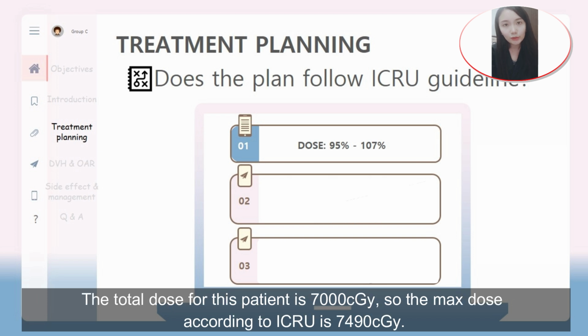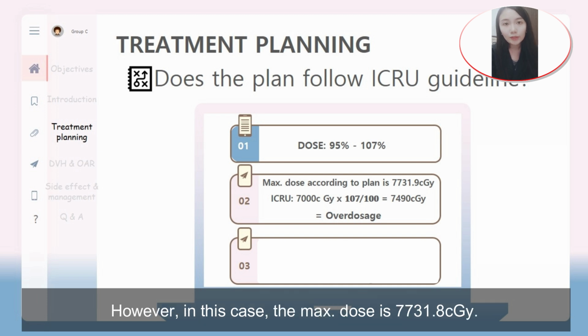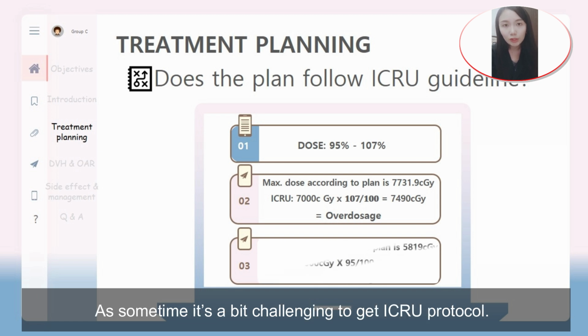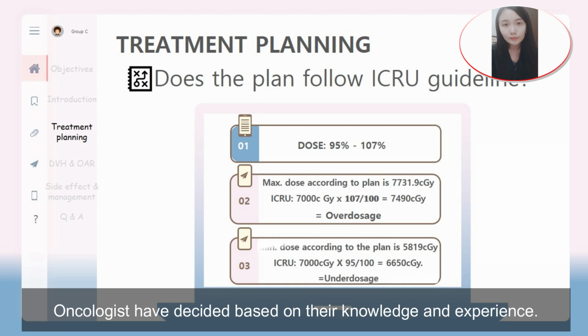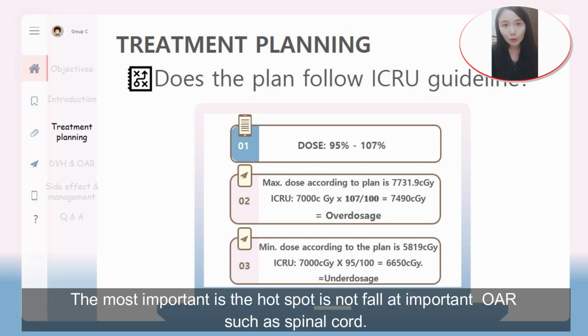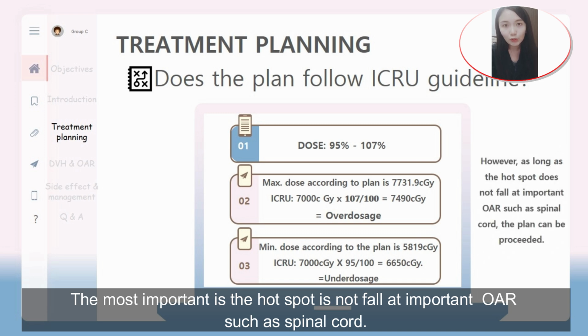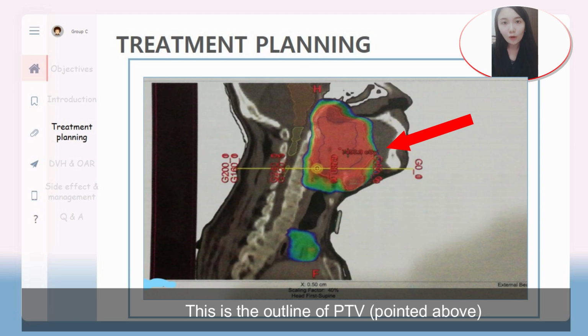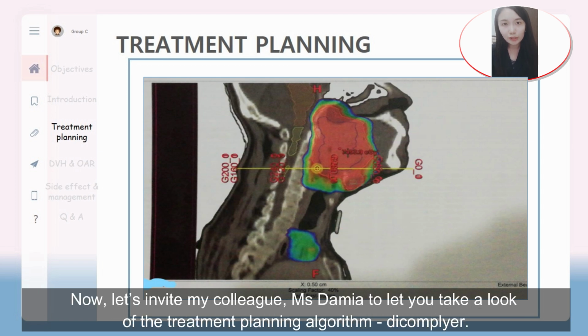The total dose for this patient is 7,000 centigray, so the maximum dose according to ICRU is 7,490 centigray. However, in this case, the maximum dose is 7,731.8 centigray. As sometimes it's a bit challenging to meet ICRU protocol, oncologists have decided based on their knowledge and experience. The most important is that the hotspot is not in organ at risk areas, including the spinal cord. This is the outline of PTV and below is the outline for irradiation of nerves.